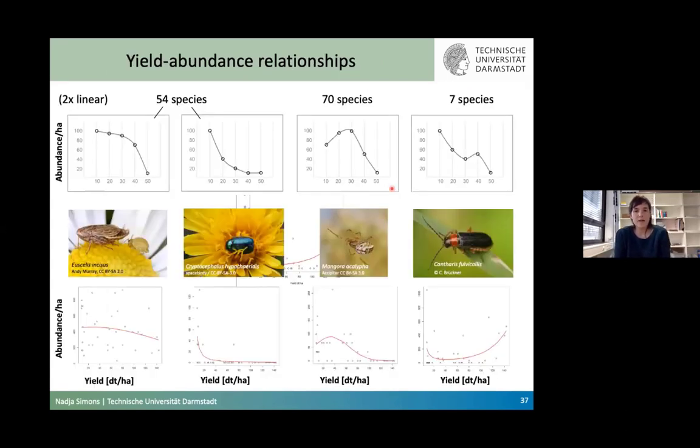Having sampled the arthropods in our grasslands along a gradient of land use intensity, and therefore along a gradient of yield or productivity, we can model each species' response to management intensity or yield, and then predict the species' abundance at any given productivity level. In this example, you see four typical species that we find in our grasslands, and the four typical shapes of response curves that we see in our community.